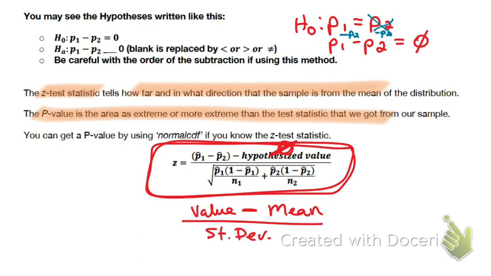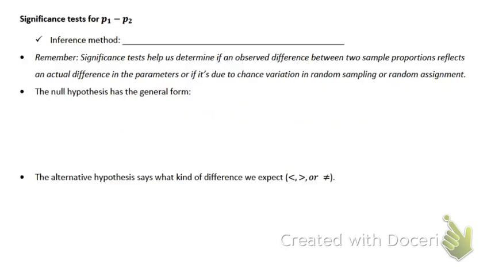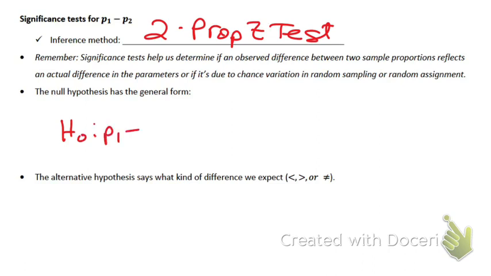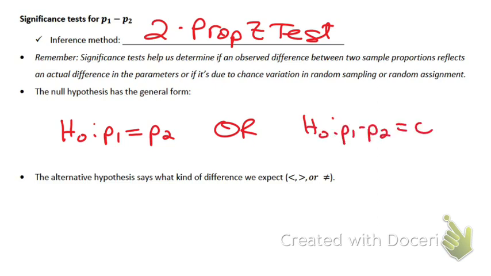But you guys know, just like we've been doing, we're going to use the calculator to get most of this. The calculator is going to calculate the z-test statistic for you and do all the things for you. All right, so again, just to make sure you got it, this is a 2-prop z-test. The null hypothesis will either be P1 equals P2 or P1 minus P2 equals 0. It will be one of those formats.